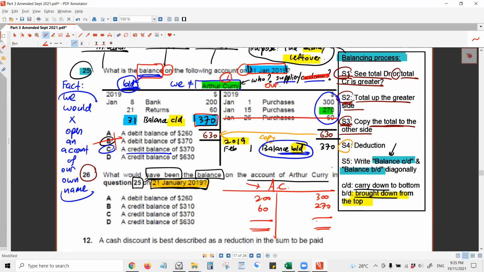Okay, the answer is B. So 570, because the credit side is greater, copy this to the other side, then do deduction, you will get 310. Balance c/d, balance b/d. Okay, 310. Therefore, the answer is B. Okay, credit balance of 310. So yeah, these are the questions that you may see in the exam.